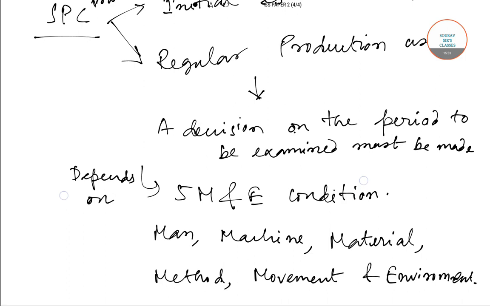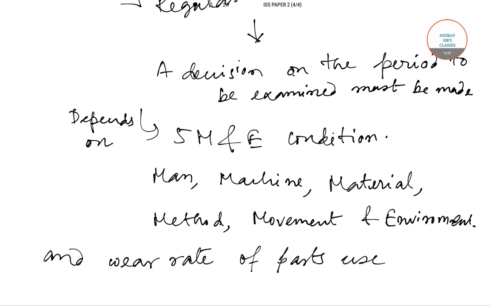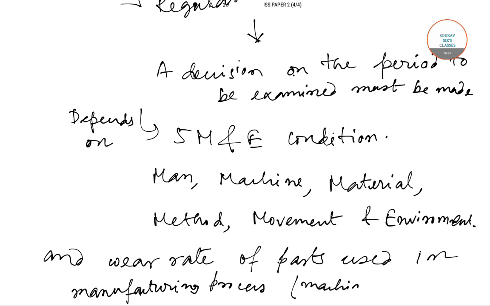The wear rate of parts used in the manufacturing process, and the wear rates of parts that are used in manufacturing the process. Like for example, you can take machine parts, jigs and fixtures.